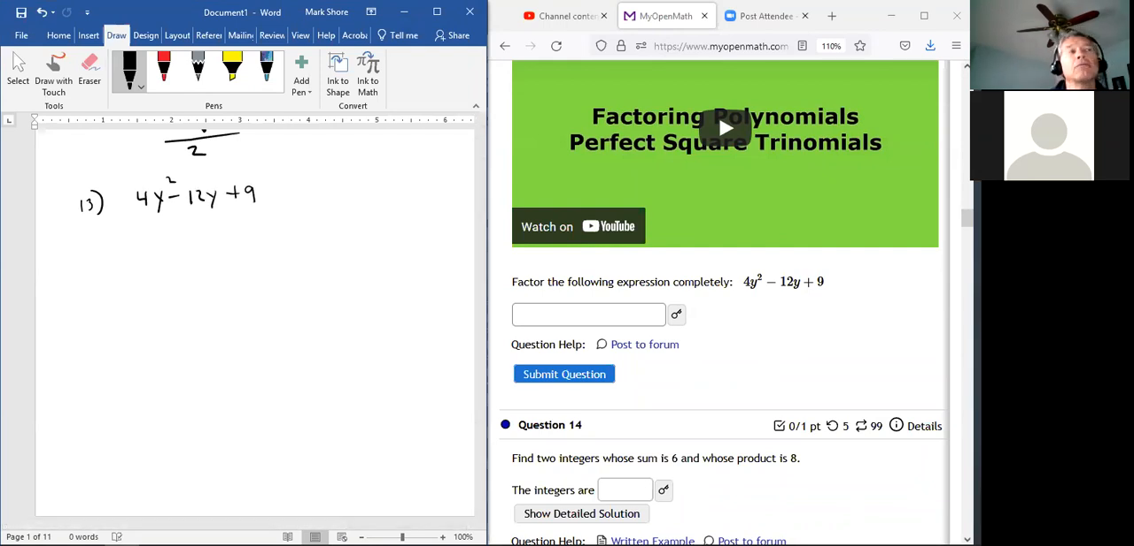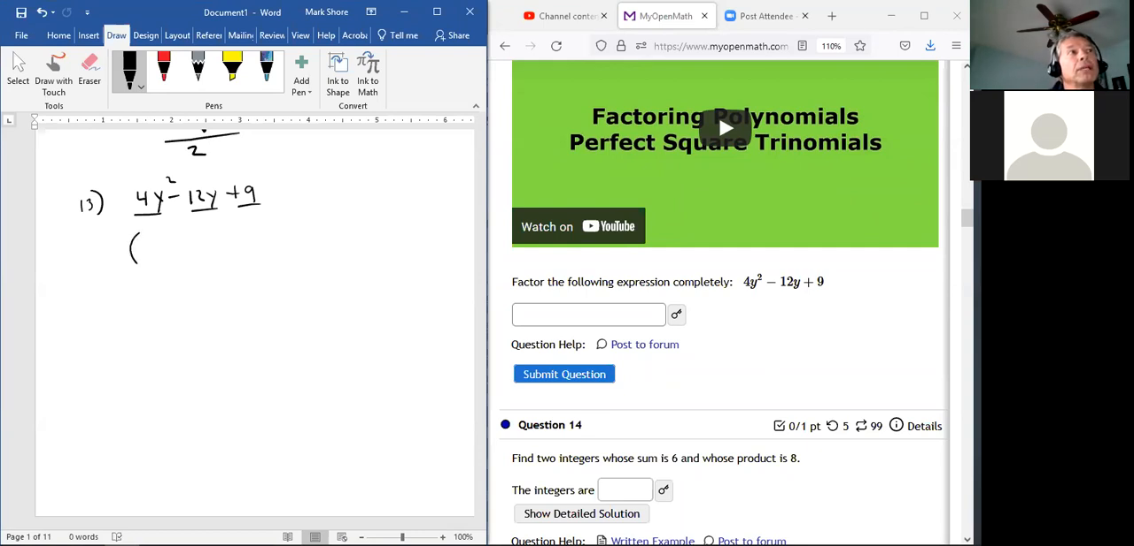You always look for a common factor first. See, there's 3 terms. All 3 terms do not have a y. This one does and this one does, but that one doesn't. So there's no common factor of y. There's also no common factor of numbers that you can factor out. Like 2 will go into 4 and 12, but 2 won't go into 9. So there's nothing you can factor out.